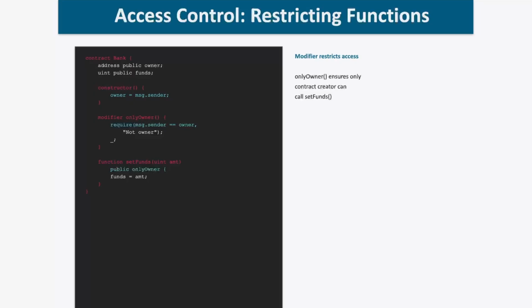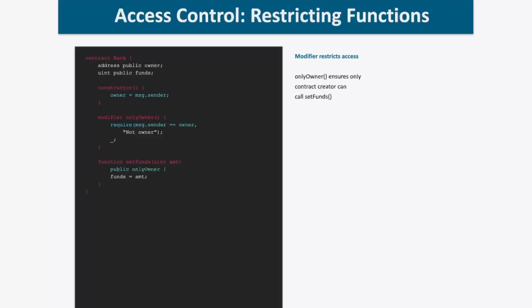Solidity has a feature called modifiers. They're like middleware, code that runs before a function. Let me break this down. Here we have a contract with a constructor function. This runs once at deployment. It sets the owner to whoever deployed the contract.